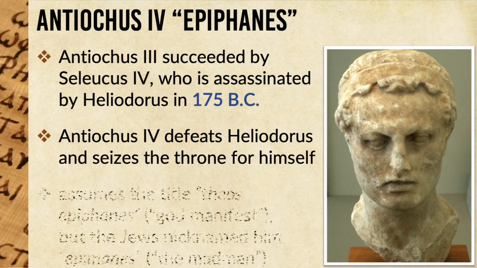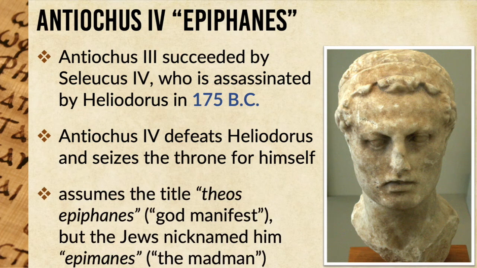Antiochus IV then assumed the title in Greek, Theos Epiphanes, which means God manifest. Notice up there at the top of the screen, that's his nickname. That's the title. Now the Jews nicknamed him Epimanes, which means the madman. Because Antiochus IV, when he talks about God manifest, he's talking about himself. He considered himself deity, and he expected other people to consider him deity as well.